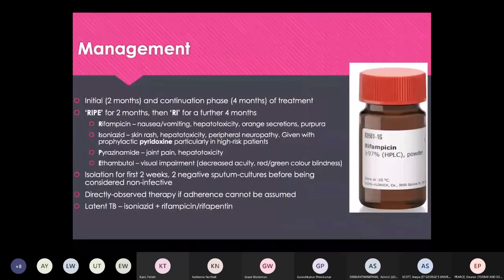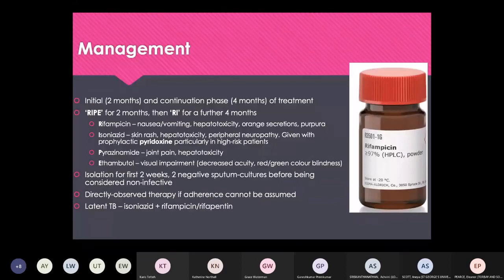And then how do we manage TB? Again, this will come up a lot in your exams. It's RIPE, which is rifampicin, isoniazid, pyrazinamide, and ethambutol for 2 months. And then RI, so just rifampicin and isoniazid for a further 4 months. The side effects of these drugs are quite specific. Rifampicin can cause orange secretions, so orange tears, orange urine, orange sweat. So it's important to let your patients know that this might happen. It is toxic to the liver, as are most of the TB treatments, so you have to monitor the patient's LFTs throughout their treatment.